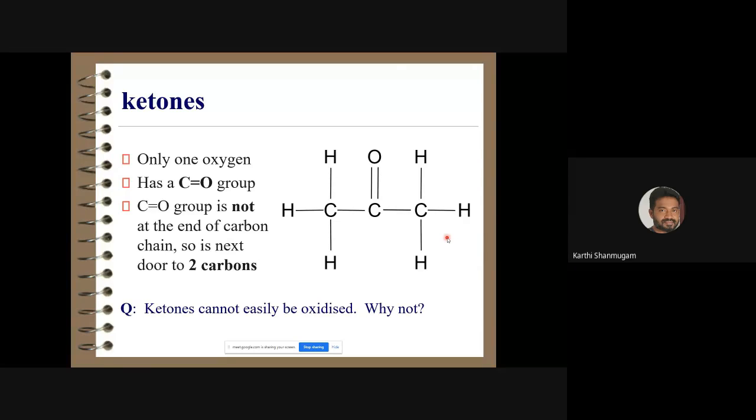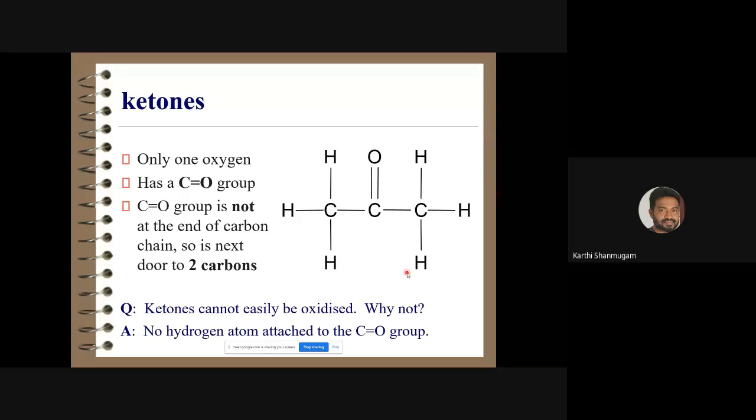What is needed for the oxidation? It's a kind of lack of the hydrogen. What he said is right. He answered right. So there is no hydrogen atom attached to the CO group directly, right? That is the basic criteria here.